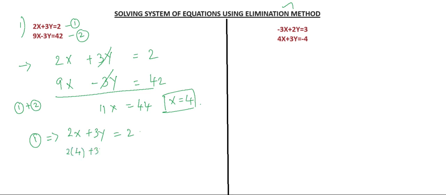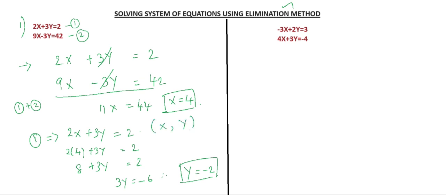So 2 into 4 plus 3 into y is equal to 2. 8 plus 3y is equal to 2. So 3y is equal to minus 6. Therefore, the value of y is equal to minus 2. Whenever you write the point of intersection, the x should be written first followed by y. Therefore, the answer is 4, minus 2.